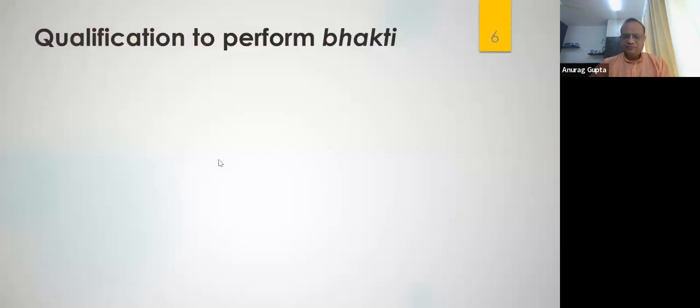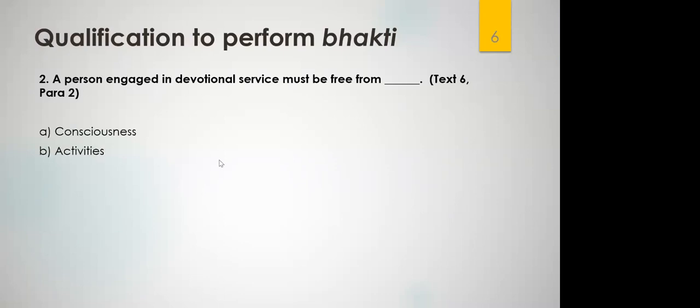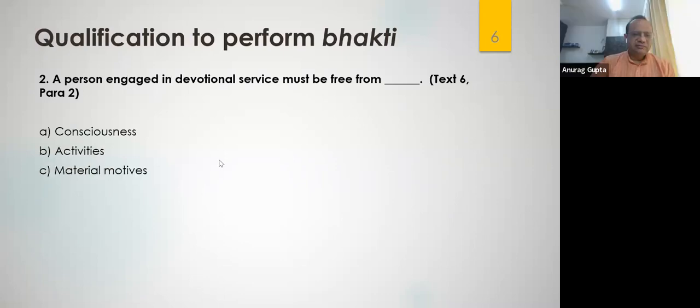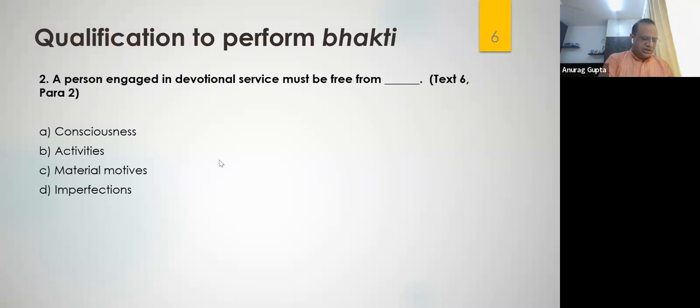Qualification to perform bhakti. A person engaged in devotional service must be free from dash. This is text 6 and paragraph number 2. Consciousness, activities, material motives, and imperfections. So, would you like to respond? Material motives. Yes, material motives. Yeah, that is the correct answer.